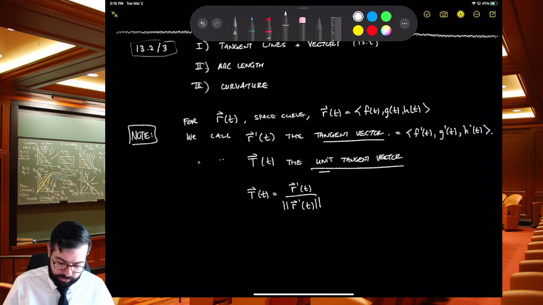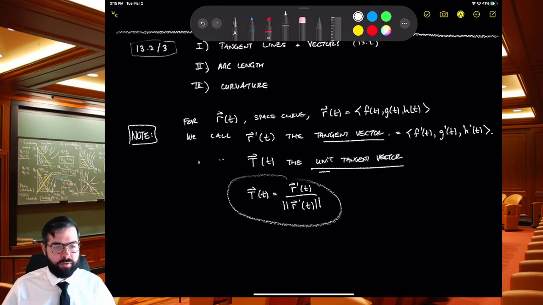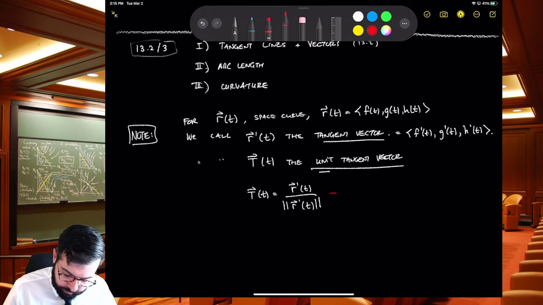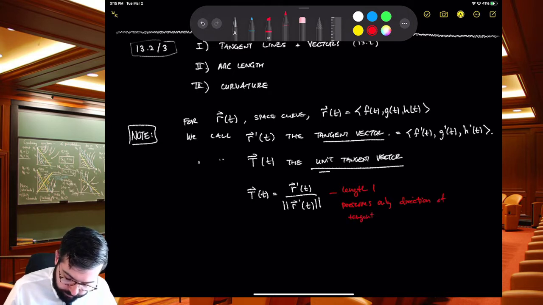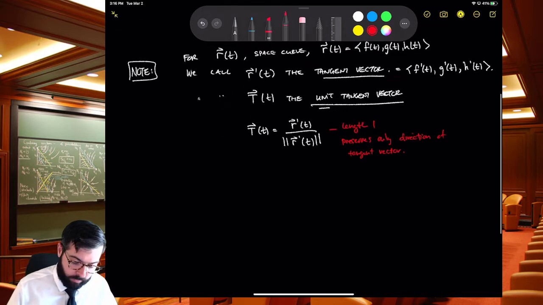Okay, so I want to put it there just so we're seeing some of the variants of notation and not getting confused about that. So it's the unit tangent vector. It has magnitude 1. Length 1. Preserves only the direction of the tangent vector.